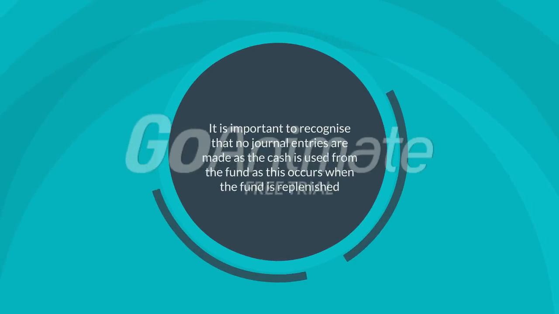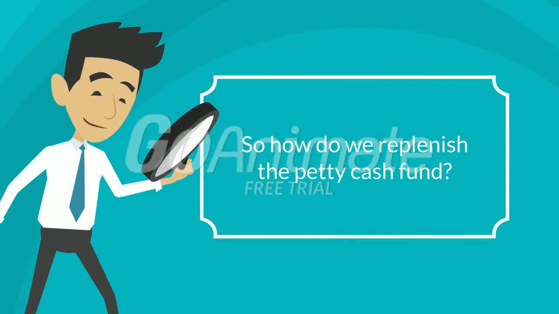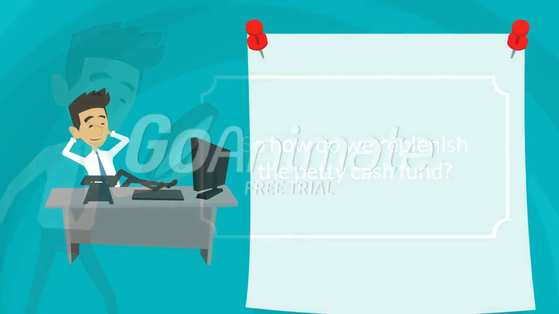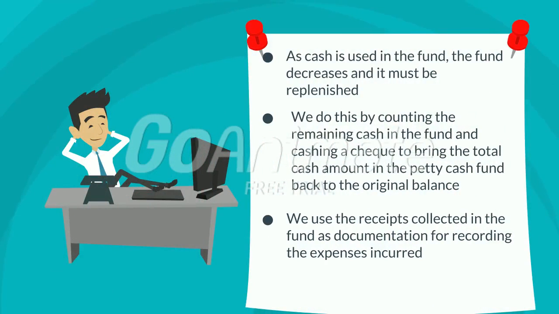No journal entries are made as the cash is used from the fund, as this occurs when the fund is replenished. So how do we replenish the petty cash fund? As cash is used, the fund decreases and it must be replenished. We do this by counting the remaining cash in the fund and cashing a cheque to bring the total cash amount in the petty cash fund back to the original balance.